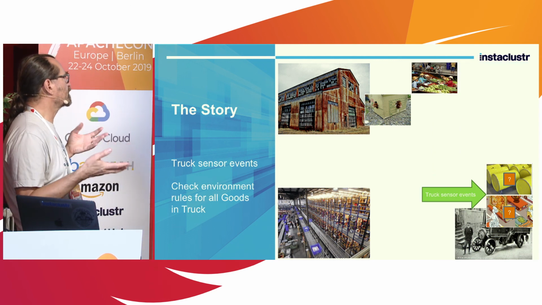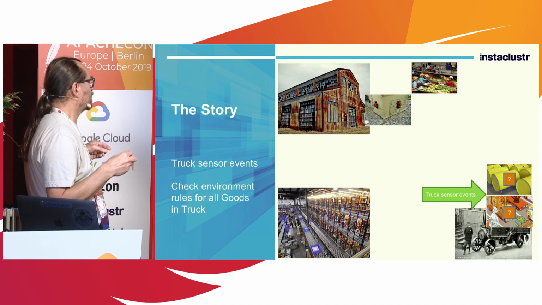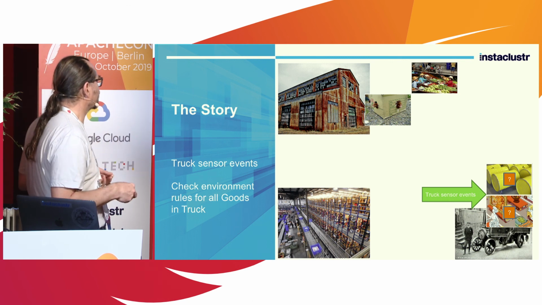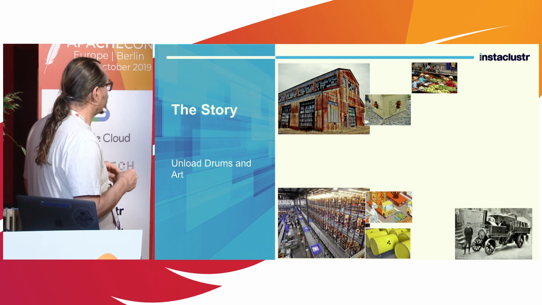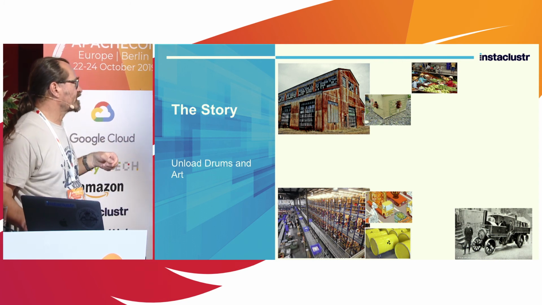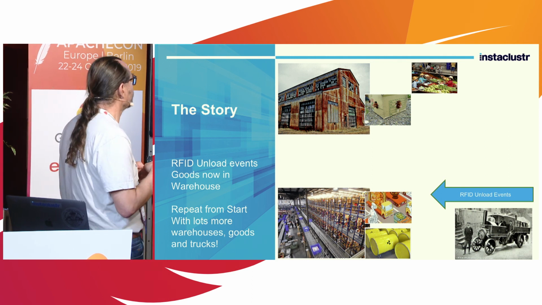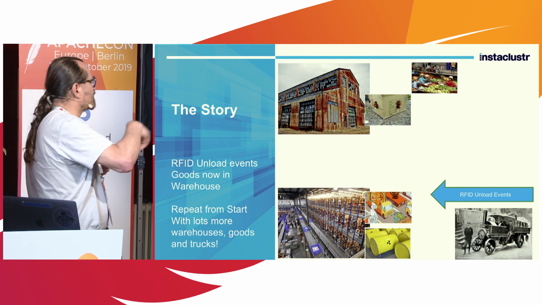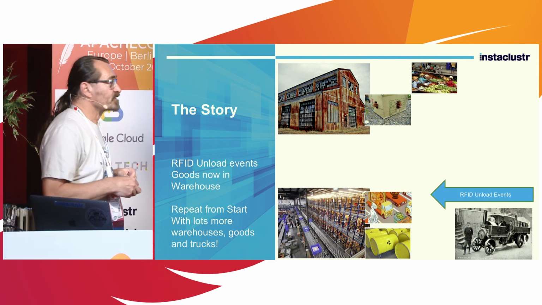While it's doing that, we assume that the truck sensor events occur, and we want to check to see whether all the goods in the truck are still happy with the environment that they're in, in terms of vibrations and acceleration and temperature and anything else that they may care about. Once the truck arrives at the second warehouse, the goods are unloaded, so we unload the drums and the art. All the goods are always unloaded when the truck arrives at each warehouse. This produces the RFID unload events, and the system then knows that the goods are in the warehouse. And then basically we just repeat in a loop, doing exactly the same thing forever and ever until we decide to stop it. Except the main difference is there's lots more warehouses, goods and trucks potentially.